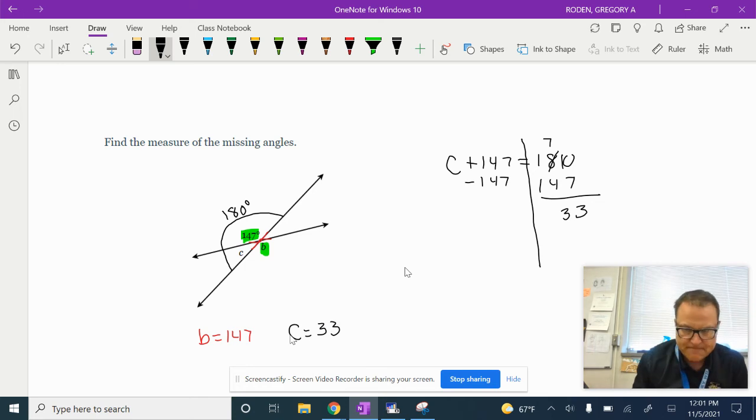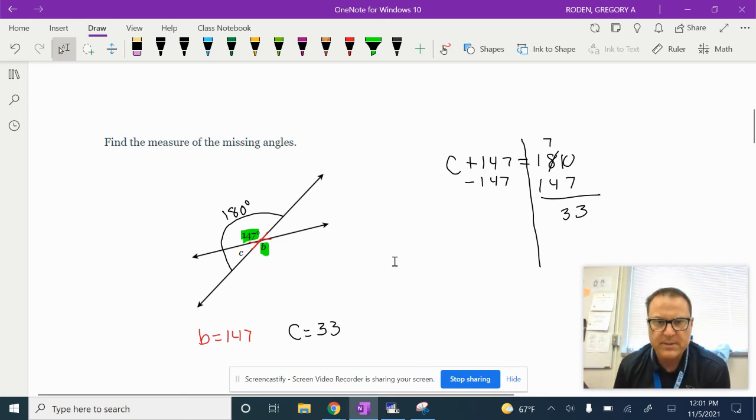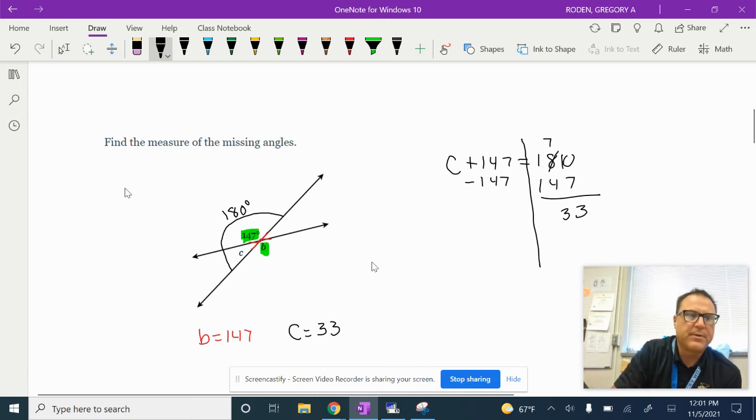Did you get that one right? All right. Keep an eye out because the secret sign will give you a jackbuck. I'll tell you when the secret sign is. All right. So that was example number 2.